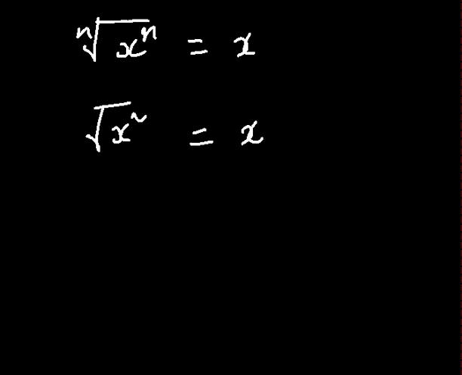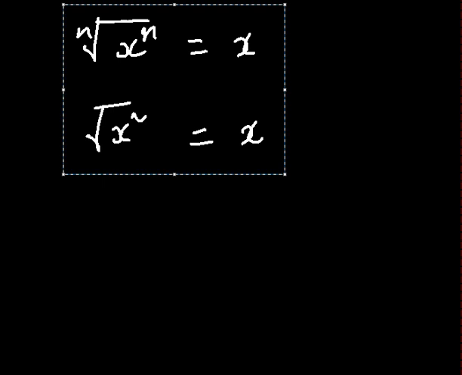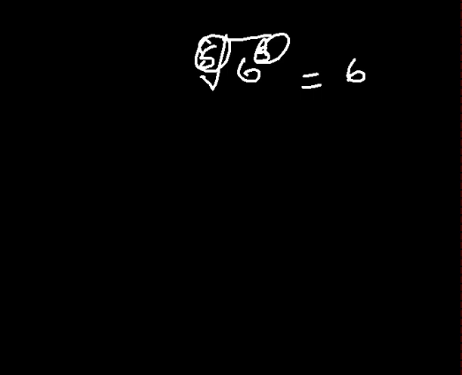So that is the principle we use whenever we are to rationalize the nth roots to some extent. And let's say we have the 15th root of 6 to the power 15. Now since the carrier of the root is the same as the power of 6, this is the same as 6 in all cases. So that's how you should understand it.